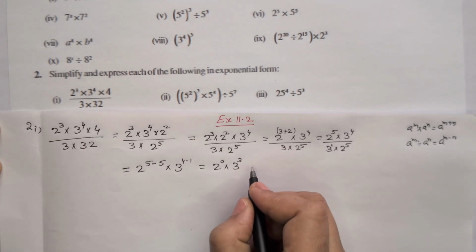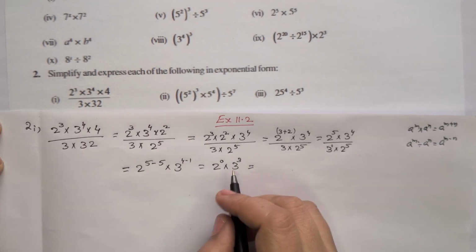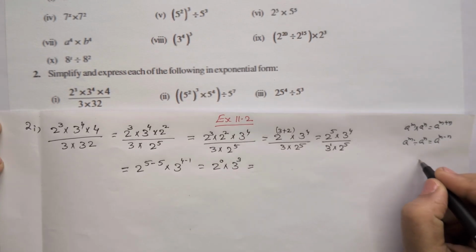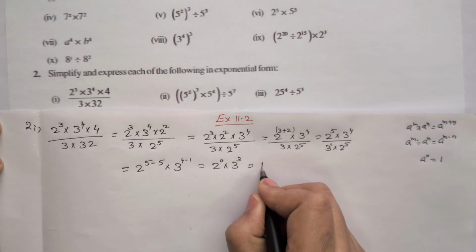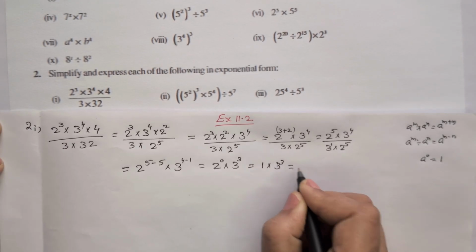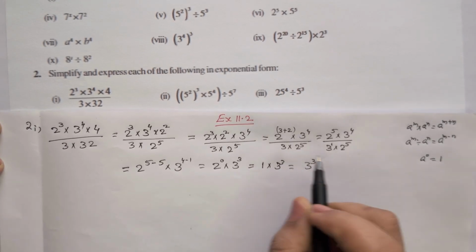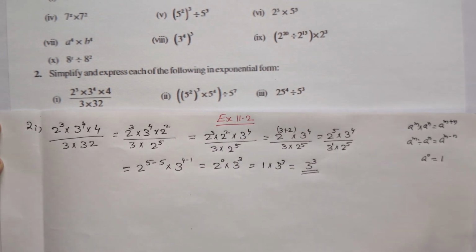And that is equal to, here 2 raised to 0. We know that a raised to 0 is equal to 1. So 2 raised to 0 means 1 into 3 cube. 1 into 3 cube is 3 cube. Write the answer in exponential form. So we can write the answer as 3 cube.